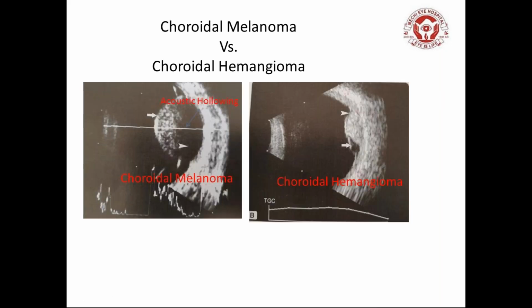Now coming to the tumors. In case of choroidal melanoma and choroidal hemangioma, there is a collar button-like appearance. But in case of choroidal melanoma, there is acoustic hollowing, while in choroidal hemangioma there is no hollowing. In case of melanocytoma, there is a high reflective mass-like echo at the optic nerve head.